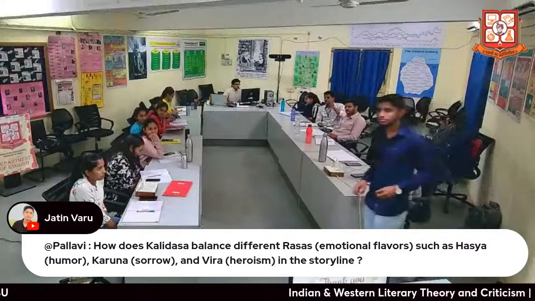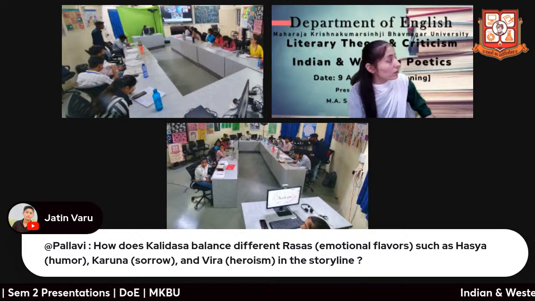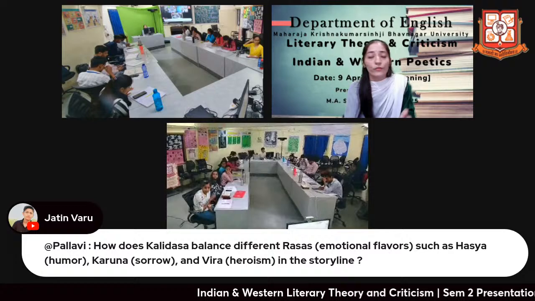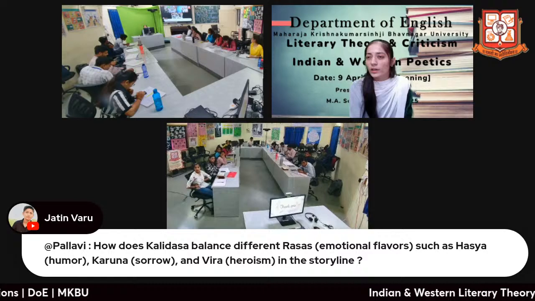How does Kalidas balance different rasa emotional flavors such as Hasya, Karuna, and Veera in the storyline? Kalidas balances these rasas like this: when a very tense situation comes, we can find the appearance of the Vidushak, the friend of King Dushyant, and in situations like Karuna, we also find at one level pity.